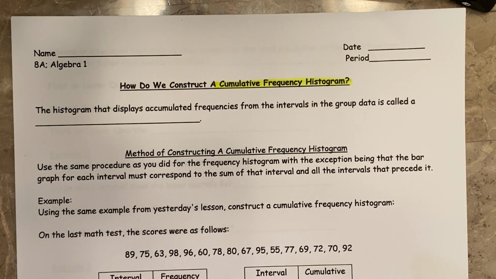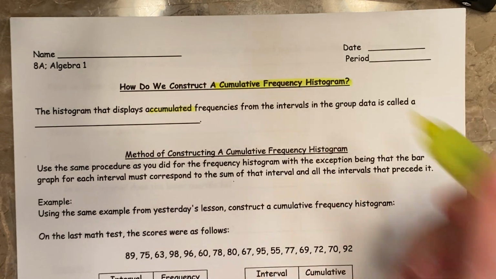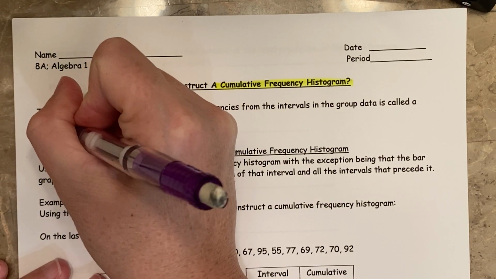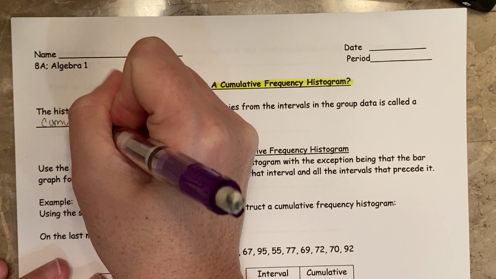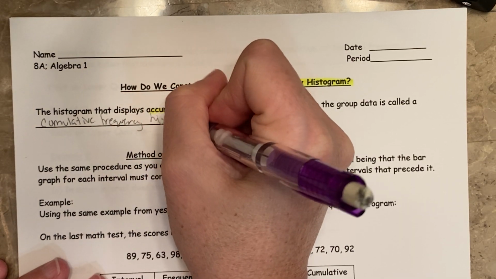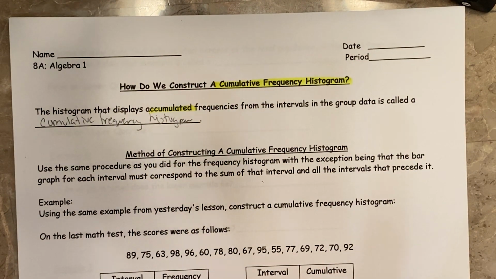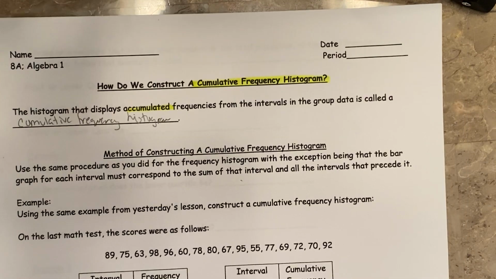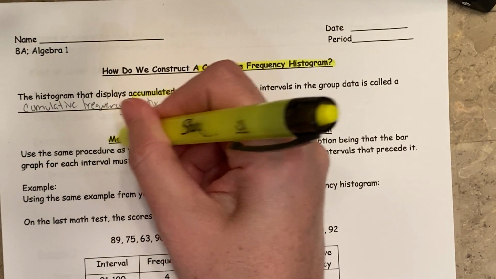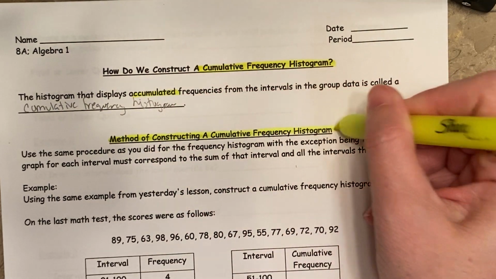The histogram that displays accumulated frequencies from the intervals in the grouped data is called a cumulative frequency histogram. So it's everything we learned about in the last video, except one thing changes, and it's all because of that word cumulative. So, the method of constructing a cumulative frequency histogram.